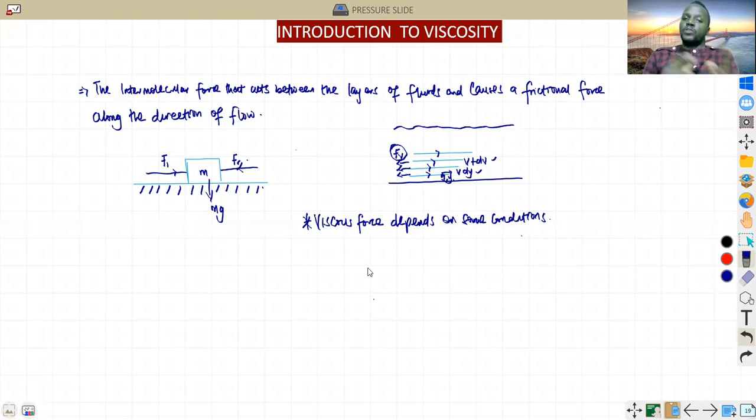So for now, because we are doing introduction, I just want us to understand that the intermolecular forces that cause friction between layers, between the flow of liquid, is called viscosity. And it is almost the same thing as what you have learned in your junior classes when you talk about frictional force that acts between the layers of solid. So always keep that at the back of your mind. And let's continue in the next slide.